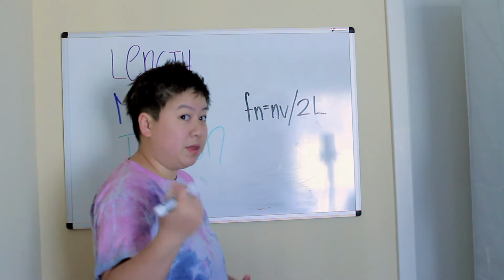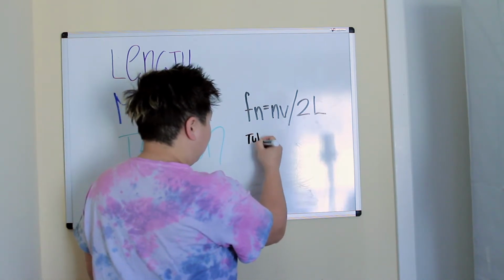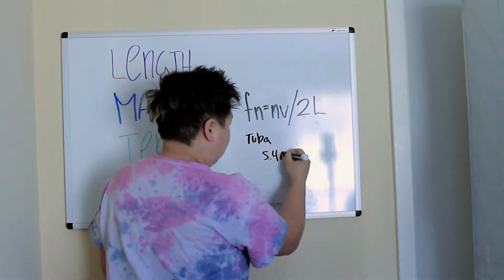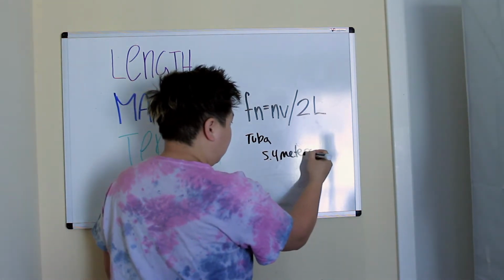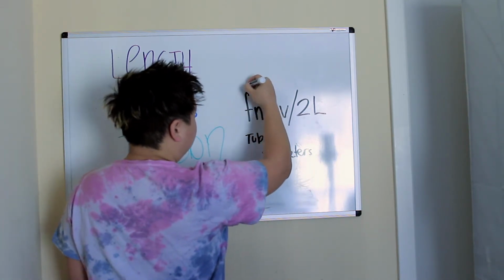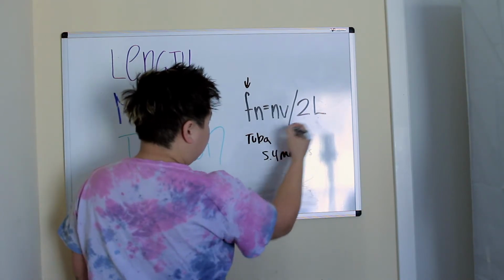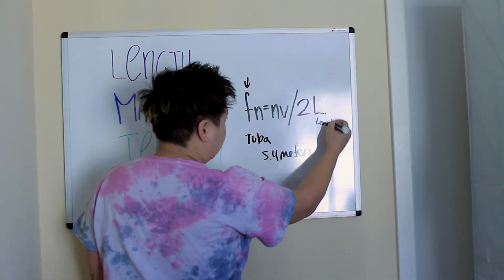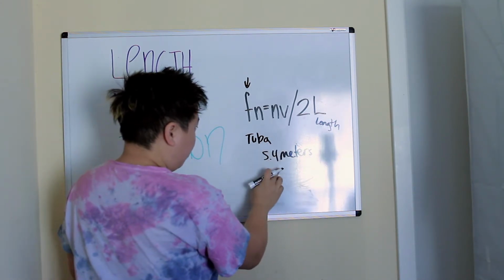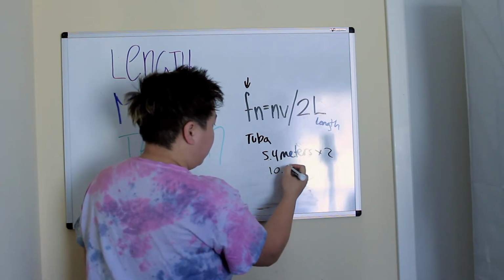So I looked up that a tuba, in some cases, let's just say for now, is 5.4 meters long. So this is the fundamental. This is the length. L equals length. Sorry, I'm going all over the place. But okay, 5.4 meters times 2, twice the length, equals 10.8.